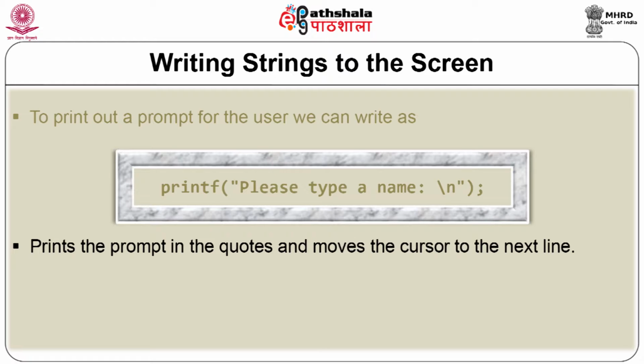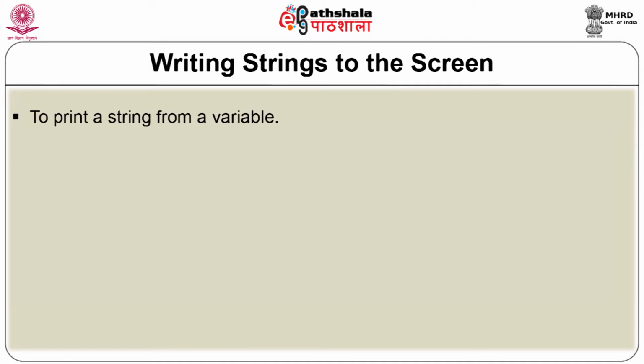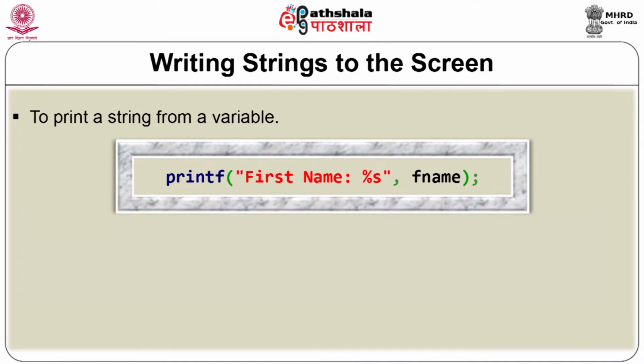If you want to print a string from a variable, then the printf function has to be used according to the given format. In the previous case, we are not using fname, we are just using a string in double quotes. In this statement, printf("First name: %s", fname), you are trying to read a string from the terminal.